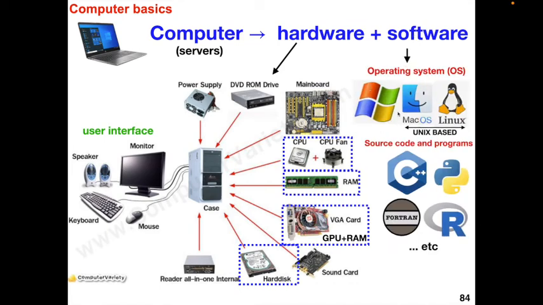And of course, they have operating systems, often Windows, but also Unix-based systems such as Mac OS and Linux. And within Linux, there are many distributions such as Ubuntu, Red Hat, CentOS. There's literally dozens and dozens of them. And of course, the programs that make up the computer are written in various computer languages: C, Fortran, R, Python, et cetera, et cetera.